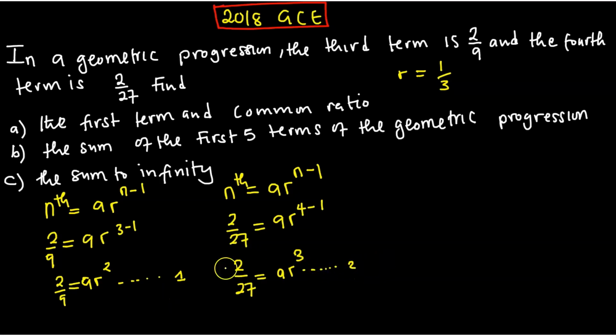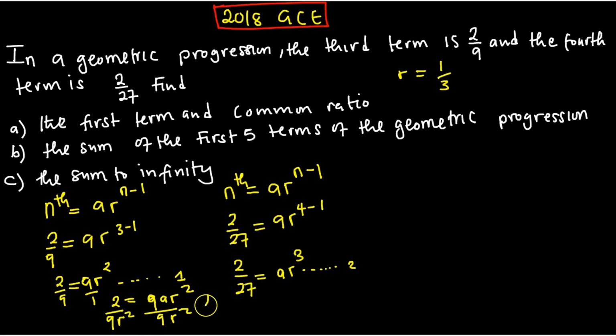Then we are going to solve these simultaneously. I'm going to make A the subject here. If I make A the subject, it's going to be this multiplied by that, this multiplied by that. So it's going to be 2 equal to 9 multiplied by A r squared. Now I want to make A the subject, so I'll divide both sides by 9r squared.